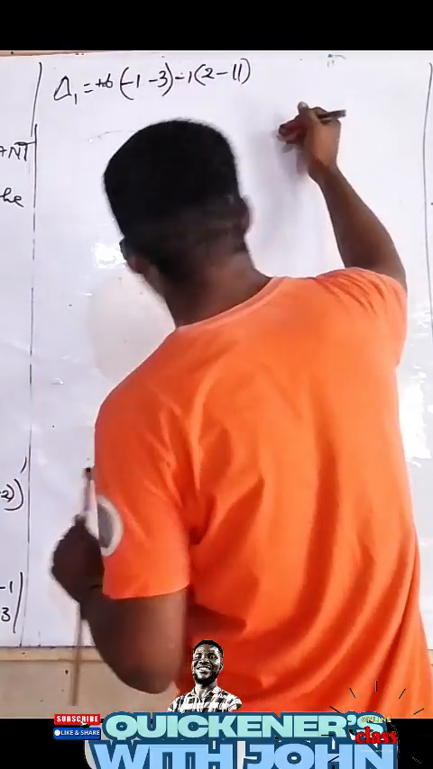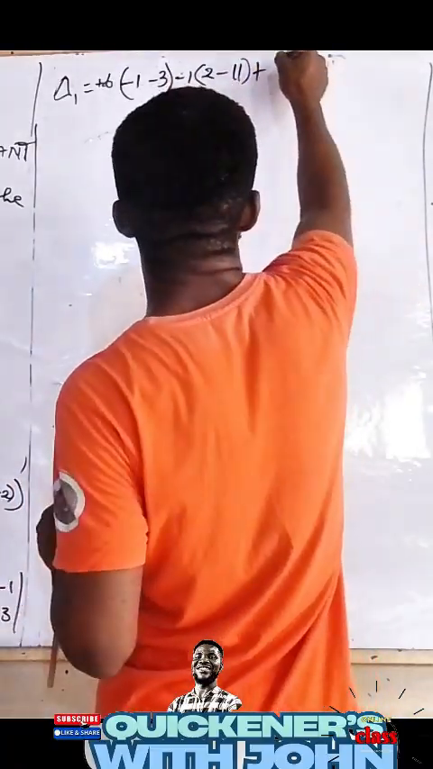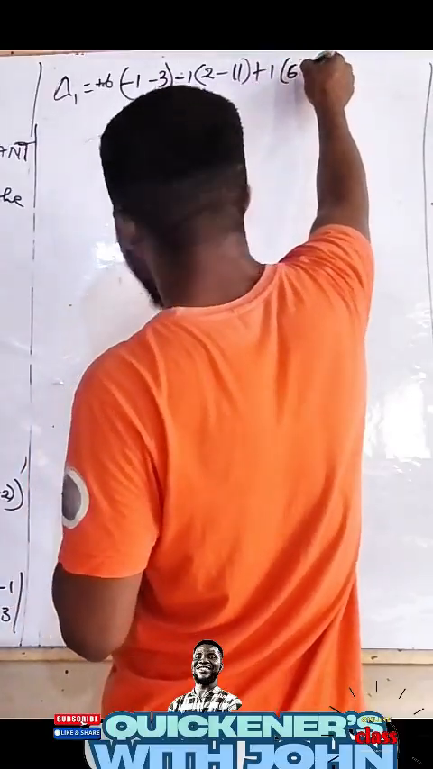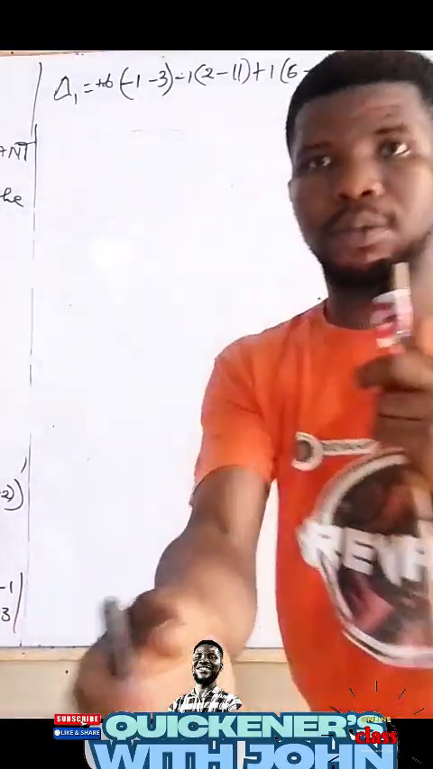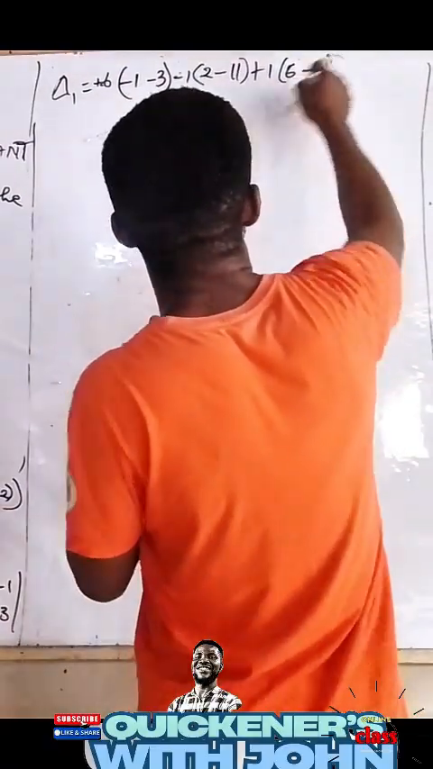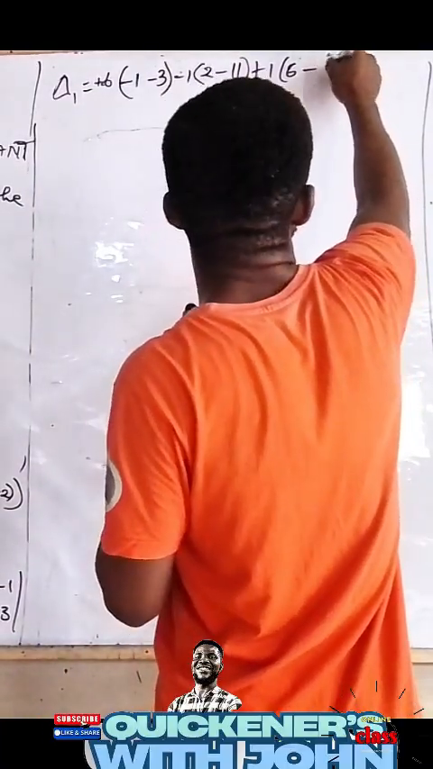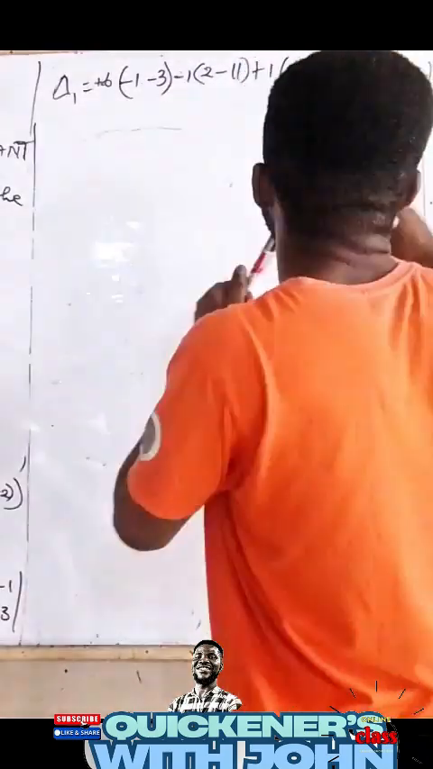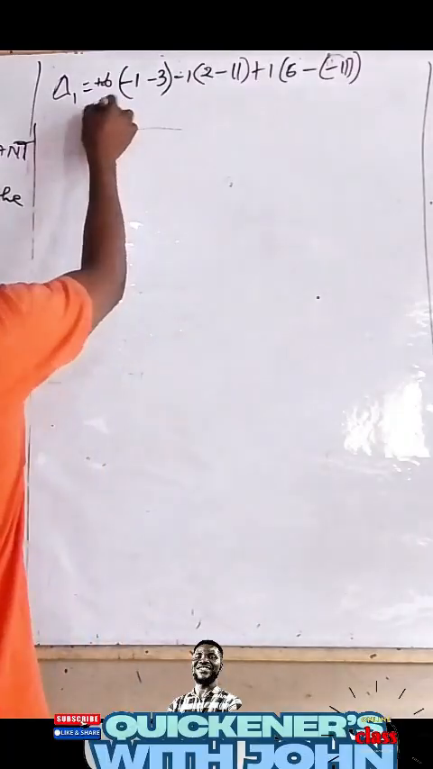Okay? The next one, plus 2 times 3, that's 6. Minus, minus 1 times 11, that is what? Minus 1 times 11, that's minus 11. Okay? Are we together? Minus 11. So what do we have now?